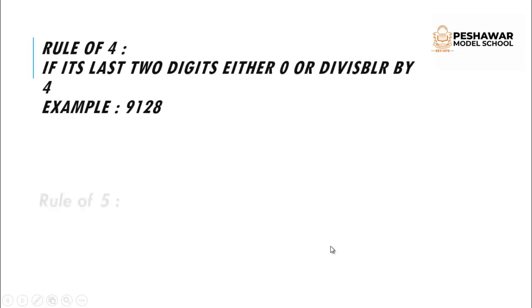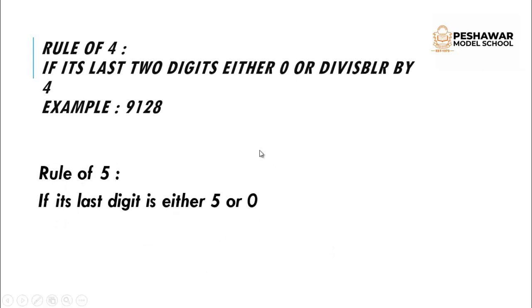Now, the next is the rule of 4. A number is divisible by 4 if its last 2 digits are either 0 or divisible by 4. For example, 9128. In this example, the last 2 digits are 28. 28 is divisible by 4. 4 sevens are 28. That's why we can say that 9128 is divisible by 4. What is the rule of 4? That the last 2 digits are either 0 or divisible by 4.